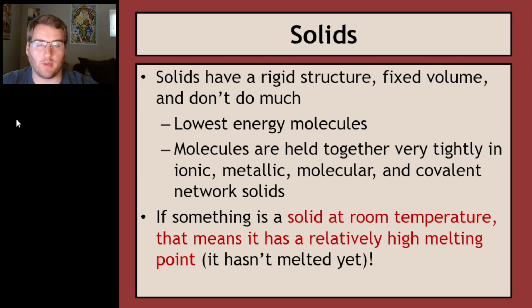Solids in general have a rigid structure, meaning that they don't change. They're kind of boring and stay the same. They have a fixed volume and they don't do much. They're the lowest energy molecules, and the molecules are held very tightly in ionic, metallic, molecular, and covalent network solids. Those are all different types of solids that we're going to talk about. If something is a solid at room temperature, that means it has a relatively high melting point and has not melted yet.